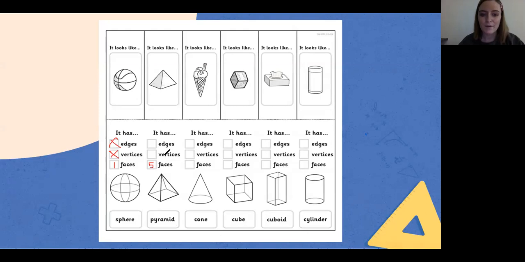Now, vertices, those are the corners or the points. So we have 1, 2, 3, 4, and 5 again. Now, how many edges do we have? 1, 2, I'm gonna mark them off so you know we've counted them. 1, 2, 3, 4, 5, 6, 7, 8. It has 8 edges, okay?